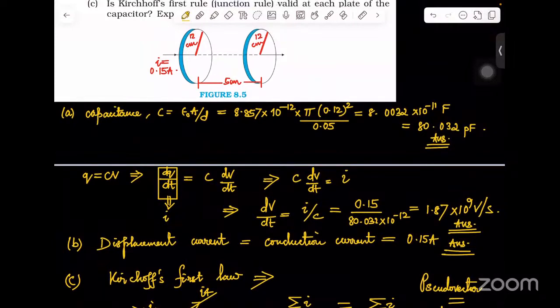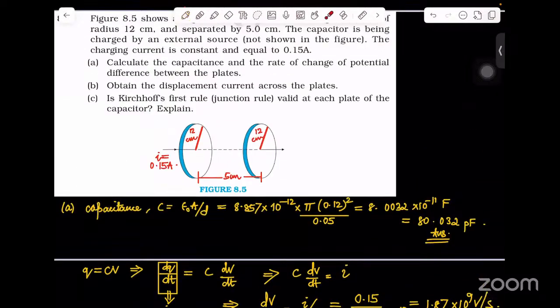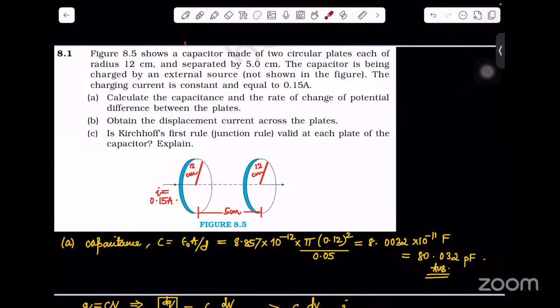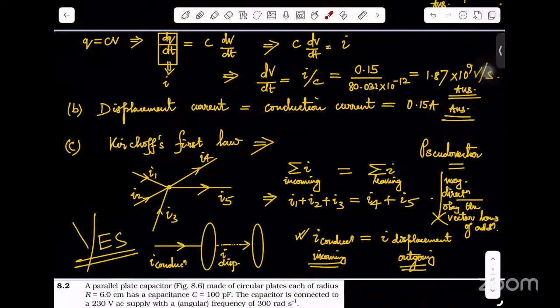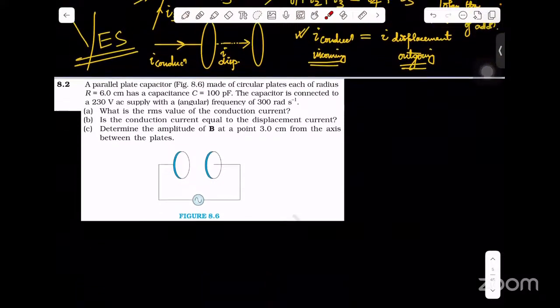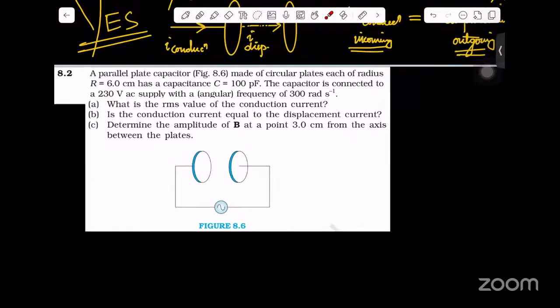So we are done with the first question over here, right? All the three bits. I guess no one has any doubts up till this point. So let's move on to the next question. Let's read out the question statement first. Here also we are having a diagram.